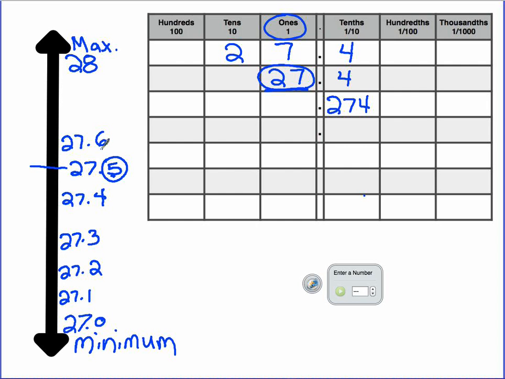And what do you think is above that one? 27 and 8/10. Look again. Oh, 7. There you go. 27 and 7/10. Sorry, I had the pen on there so you couldn't see it very well. Okay. 27 and 8/10. 27 and 9/10.